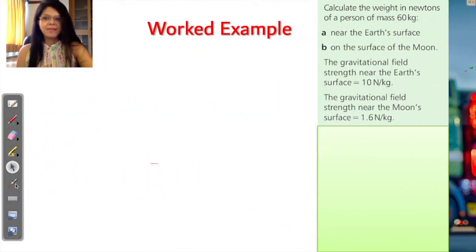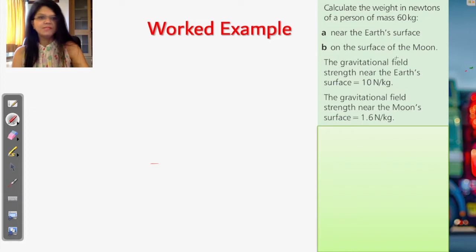Let us work this example. You can pause the screen for a moment and come back. Please pause. I hope now you all have solved the question and see if your answer is correct. Calculate the weight in newtons of a person of mass 60 kgs near the Earth's surface and on the surface of the moon. The gravitational field strength near the Earth's surface is given to you. The gravitational field strength on the moon surface is given to you. So you are given the value of g on Earth, let's call it gE, and the value on the moon.